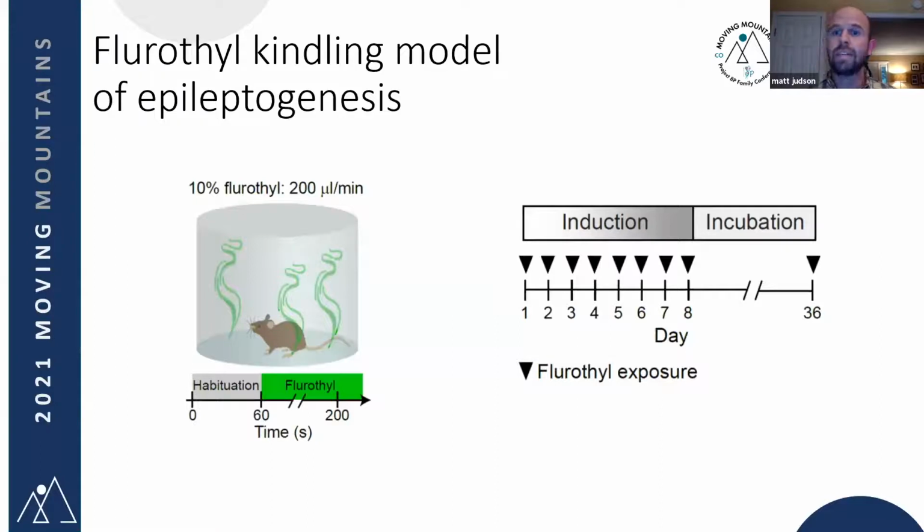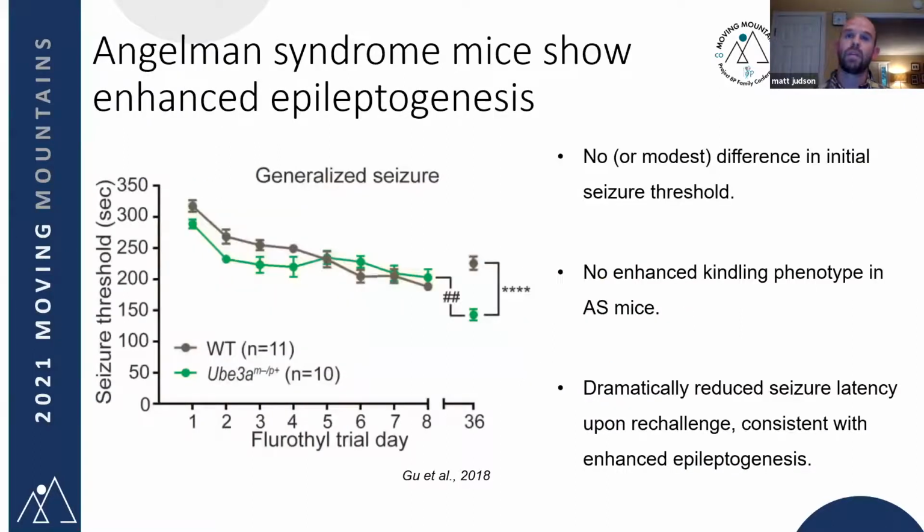And we test this by exposing the mice to Flurothyl once more after a full month off without any Flurothyl exposure. We give them one more challenge and see if any changes induced by the kindling are permanent or not. So to give you an idea of what a pro-epileptogenic phenotype looks like, I'll quickly walk you through some data from one of our previous studies involving Angelman syndrome model mice.